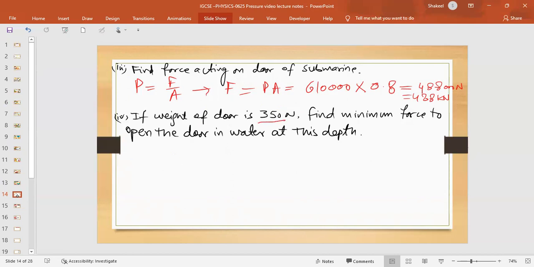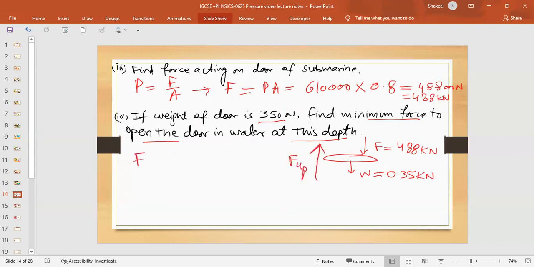If the weight of the door is 350 Newton, find the minimum force to open the door in the water at this depth. Let's say this is the door, its weight is downward and the water force is also acting downward, which is 488 kilonewton, and that is too much. The weight is 350, which is 0.35 kilonewton, 350 divided by 1000. In order to open it, you have to apply an upward force. The upward force should be equal to the downward force due to the liquid plus its weight. That is 488 plus 0.35, so we can say 488.35 kilonewton. This is the minimum force required to lift the door up.